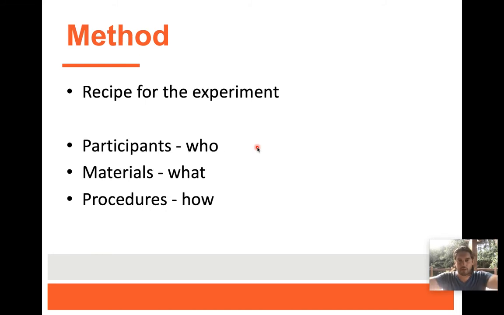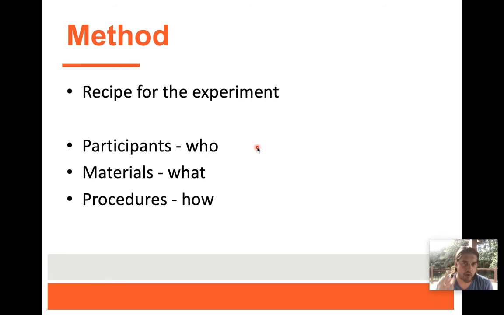The method section gets more specific. This is the recipe for your experiment. The introduction section is typically going to end with a hypothesis statement, right? So here's all the stuff that's been previously done. Here's our research question, and here's what we think is going to happen. And then the method section explains what the researchers did. It's the recipe for their specific experiment.